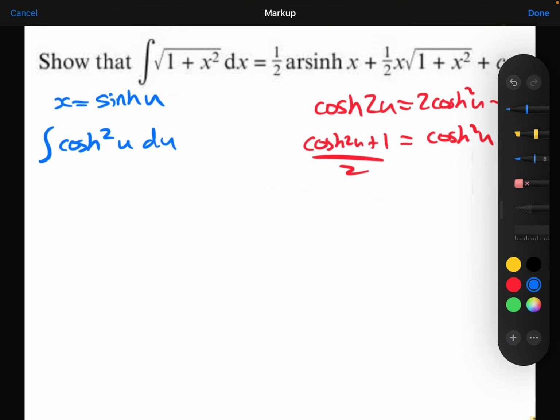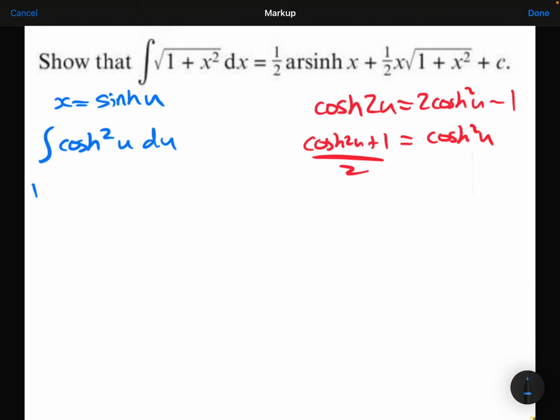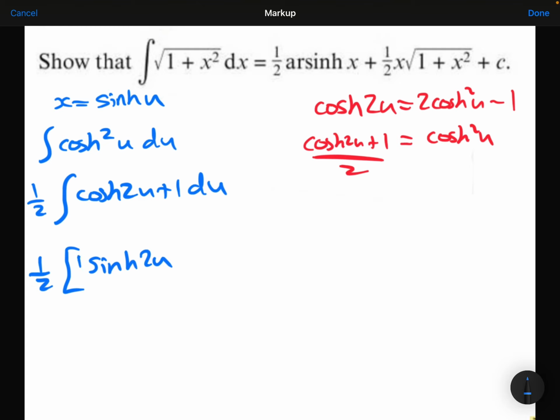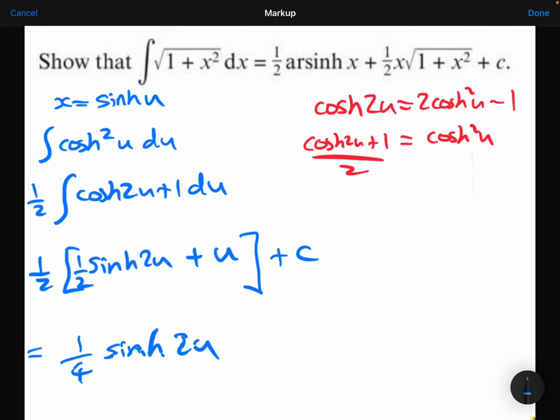I'm going to take the half outside, and I'll have the integral of cosh 2u plus 1 du. Integrate cosh to get sinh, but I will need to divide by 2 because of the 2 on the inside there, the reverse chain rule. The 1 is going to integrate to be u. So all of that is going to simplify to be 1/4 sinh 2u plus half u plus c.